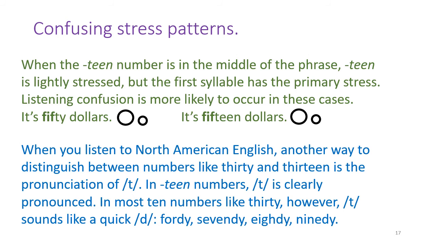It's $50. It's $15. When you listen to North American English, another way to distinguish between numbers like 30 and 13 is the pronunciation of t. In teen numbers, t is clearly pronounced. In most 10 numbers, like 30, however, t sounds like a quick d. 40, 70, 80, 90.